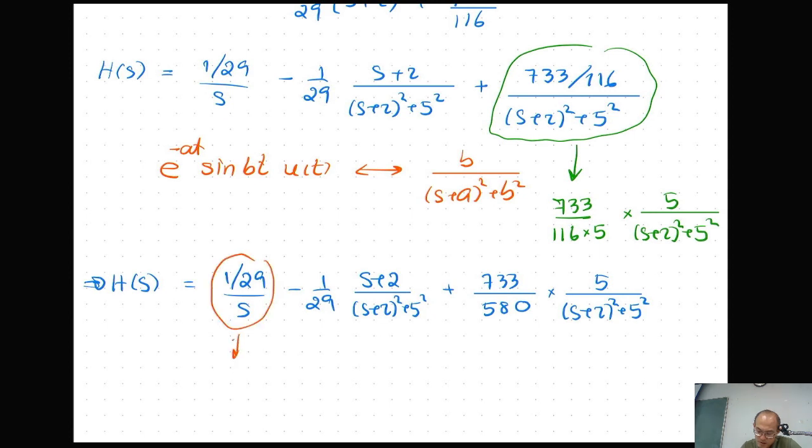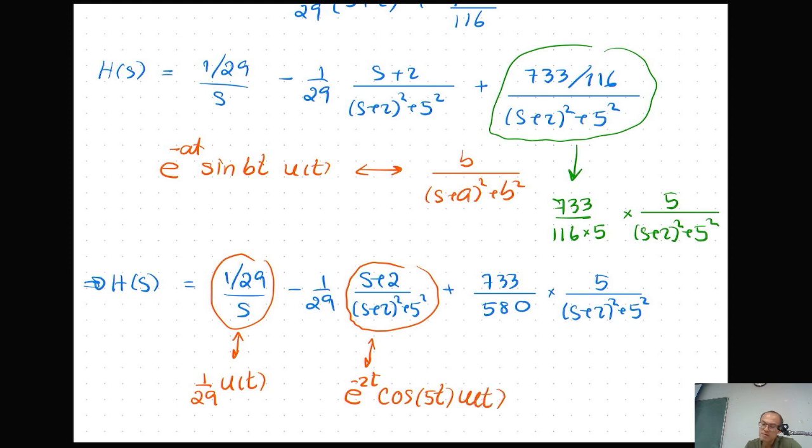the easiest step because we have put everything into the form that we could take the inverse Laplace transform. Now the first term corresponds to 1 over 29 u(t). The second term is e to the negative 2t, and then cosine of 5t, u(t). And the last term is e to the negative 2t and then sine of 5t, u(t). Okay?